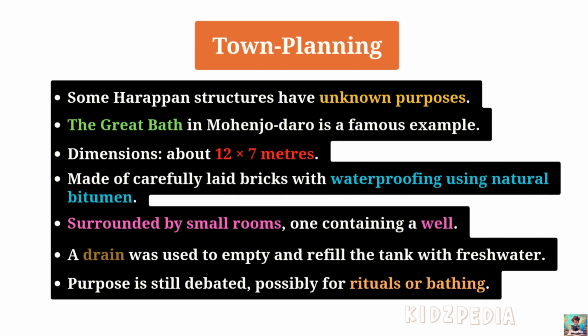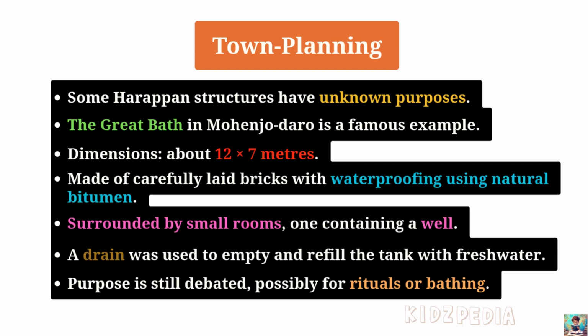Some structures in Harappan cities still puzzle historians because their exact purpose is unknown. One famous example is the Great Bath in Mohenjo-daro. It is a small but elaborate tank measuring about 12 by 7 meters. The floor and walls were carefully built with bricks. Waterproofing materials like natural bitumen, a type of tar, were used to prevent leakage. The tank was surrounded by small rooms, one of which had a well. There was a drain in one corner to empty the tank and refill it with fresh water.